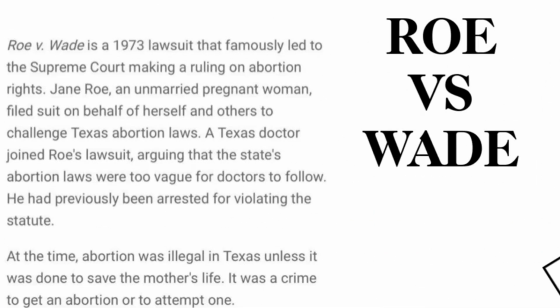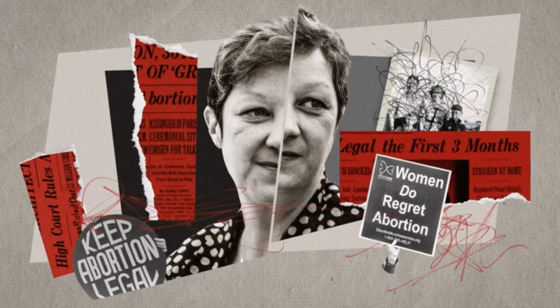A short summary about the Roe v. Wade case. Roe v. Wade is a 1973 lawsuit that famously led to the Supreme Court making the ruling on abortion rights. Jane Roe, an unmarried pregnant woman, filed suit on behalf of herself and others to challenge the Texas abortion laws. A Texas doctor joined Roe's lawsuit, arguing that the state's abortion laws were too vague for doctors to follow. He had previously been arrested for violating the statute. A short video will explain more about Roe v. Wade in 1973.